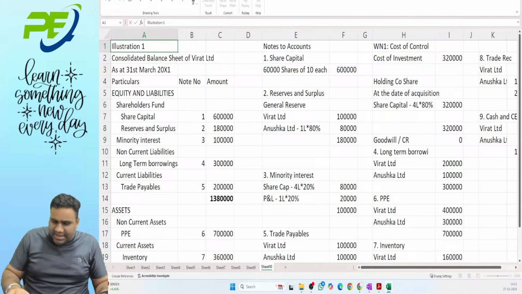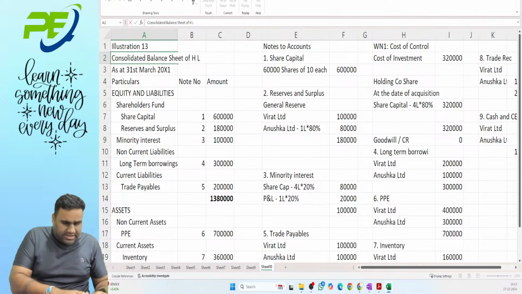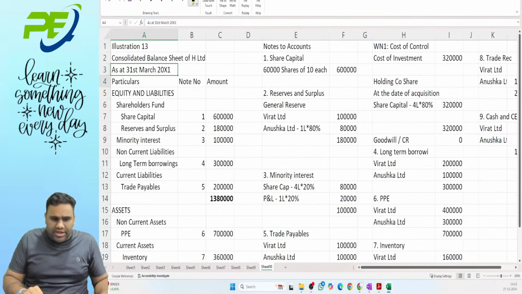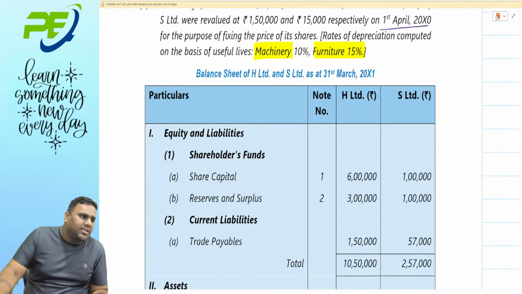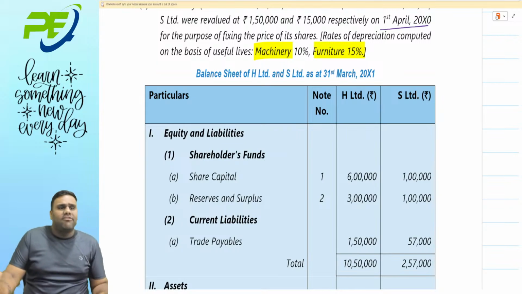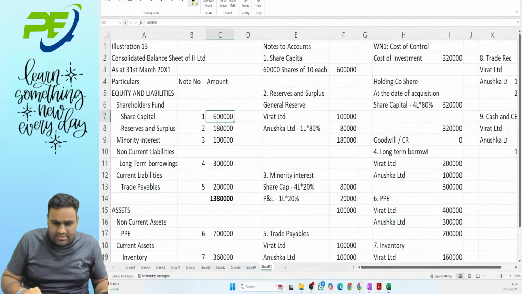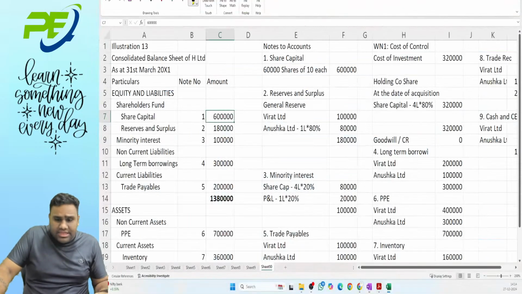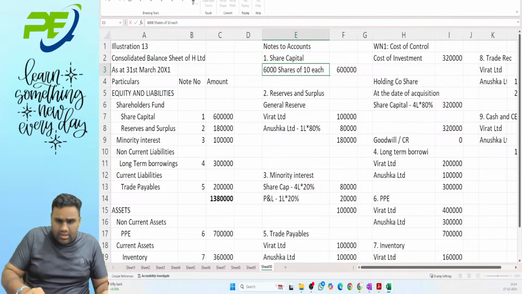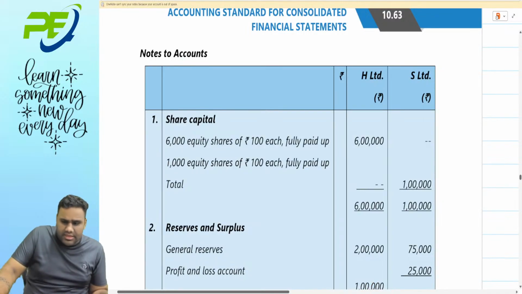Everyone alert? We are starting one good problem. Consolidated balance sheet of H Limited as at 31st March 20x1. Particulars, note number, amount, equity and liabilities, shareholders' funds, share capital. Share capital directly. Should we take S Limited? Why? It will be adjusted in cost of control and minority. So I'll take directly 6 lakhs, which is already written, and the note is also the same: 6,000 equity shares of 100 each, 6 lakhs.